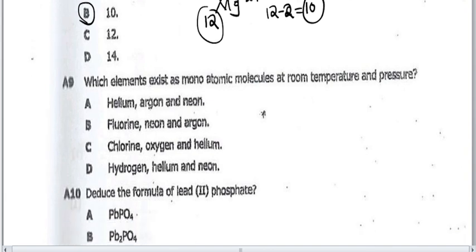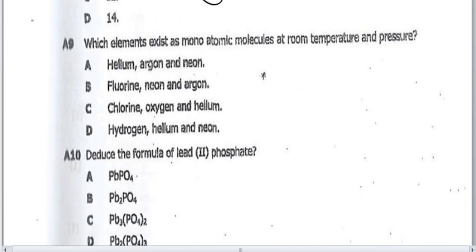Number 9, which element exists as monoatomic molecules at room temperature and pressure? The elements that exist as monoatomic at room temperature and pressure are all noble gases. So we have helium, argon, and neon. So that is answer choice A. Number 9 is answer choice A.